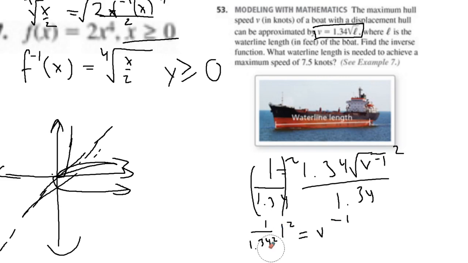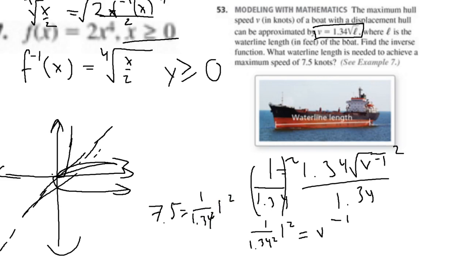And then what waterline length is needed to achieve a speed of 7.5 knots? So we can just add the waterline length in there, 7.5 knots. We can add to the v, right? 7.5 knots added to the v. So then we get 7.5 is equal to 1 over 1.34 squared times L squared. I'll put that in a calculator right about now.